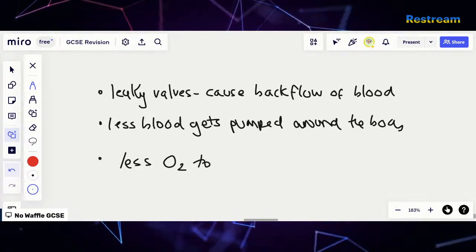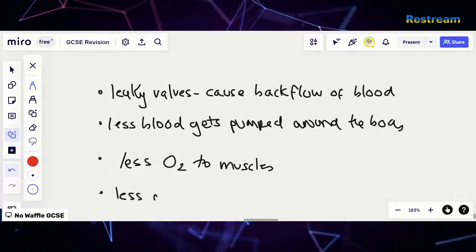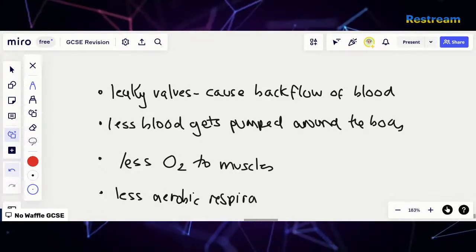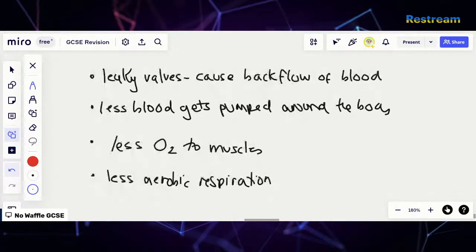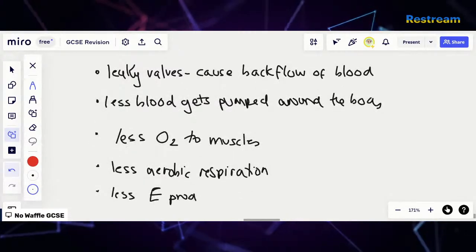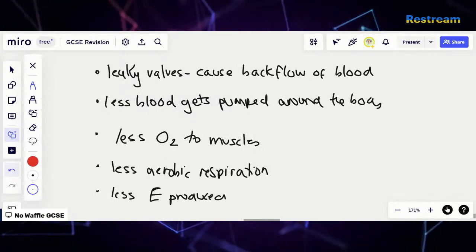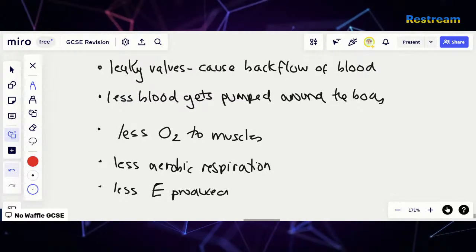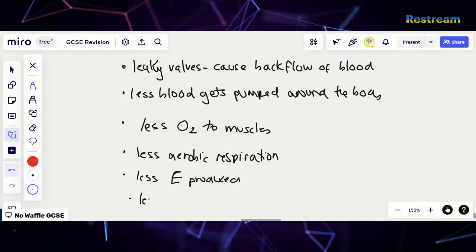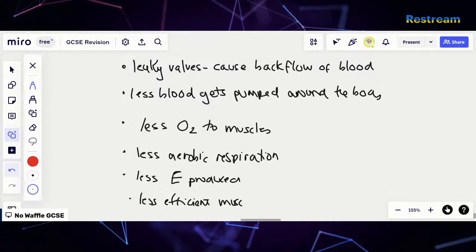So less oxygen to the muscles, and therefore less aerobic respiration. And because there's less aerobic respiration, this means that there's less energy produced. And if there's less energy produced, this means that there's less efficient muscle contraction. So basically, a summary of what you wrote: less efficient muscle contraction.